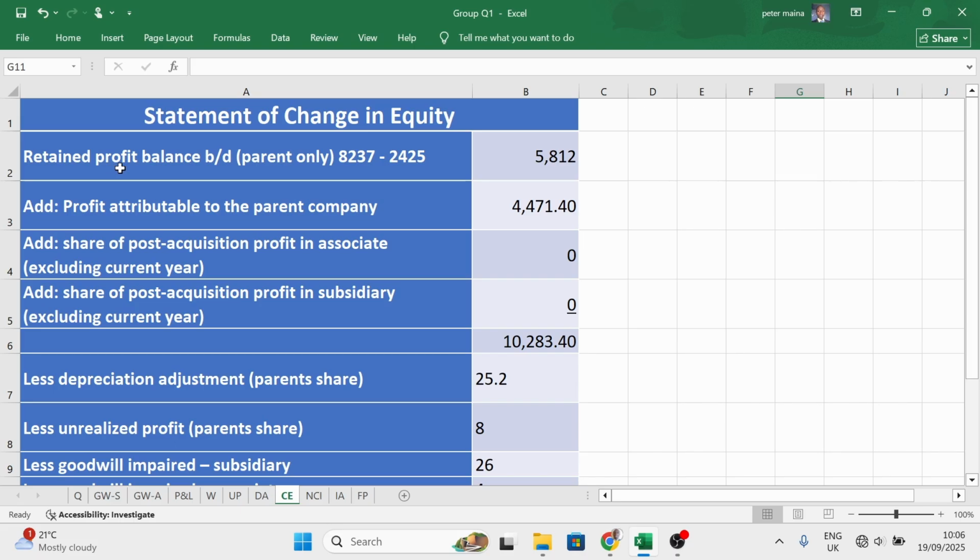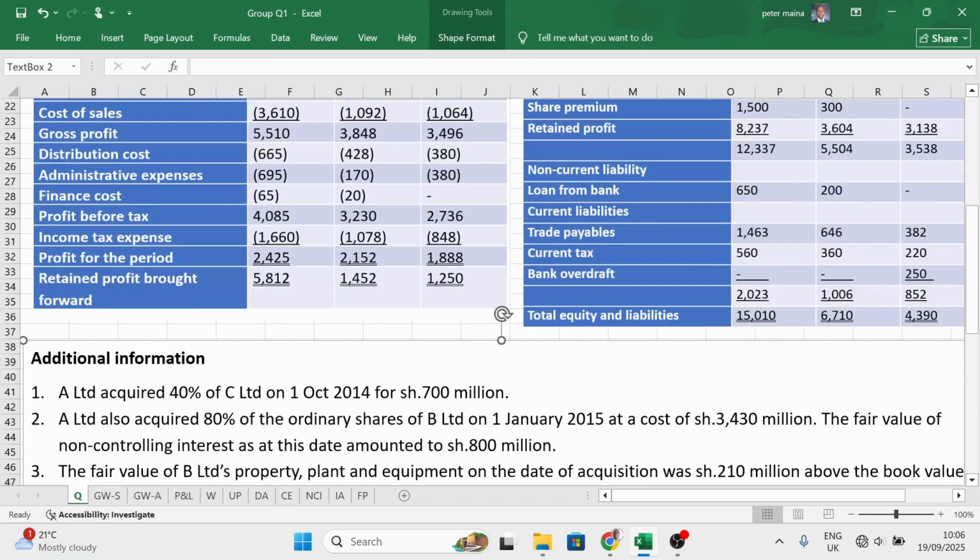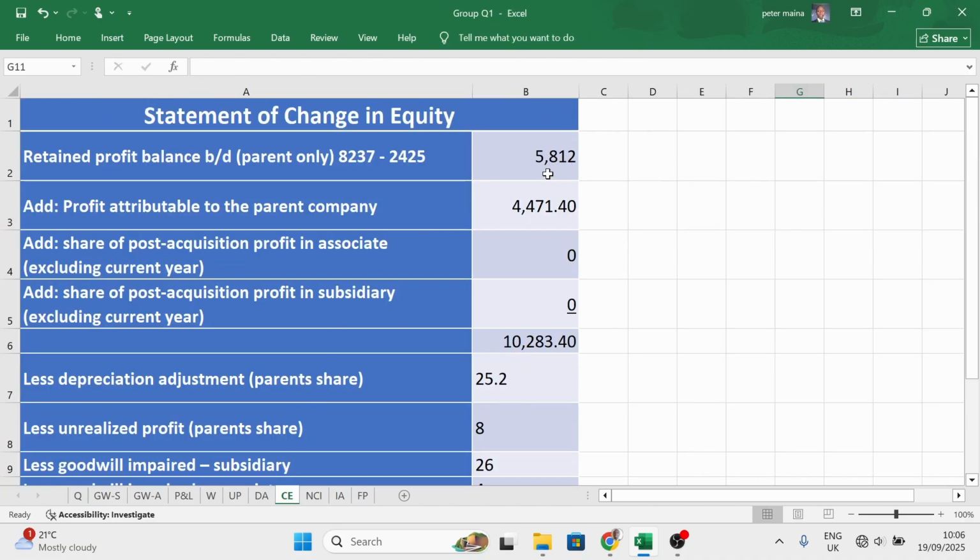So we start with the retained profit balance brought down for the parent only. You can do these workings because this is the profit as at the beginning of the current year. If it is not given directly in the profit and loss statement, you can calculate it yourself. If you go to the question, you will find that the retained profit brought forward for the parent was given at the bottom. That was 5812. So 5812 is what we have here.